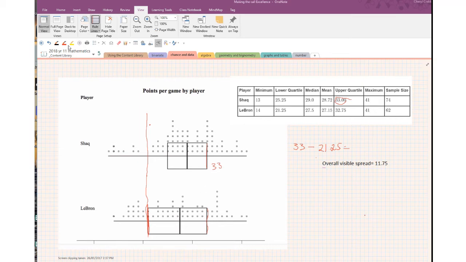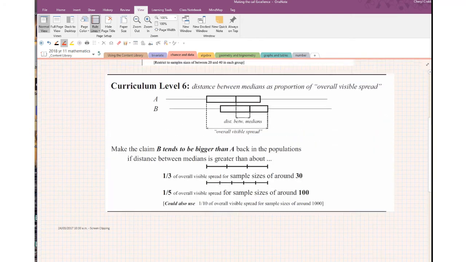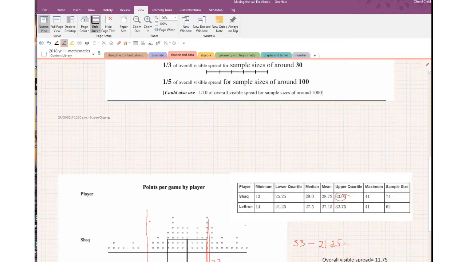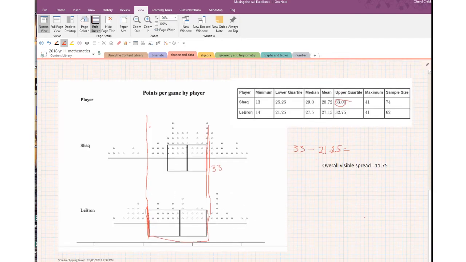And it's basically, you look at the boxes and you look at the distance from there basically to here, and that's the overall visible spread. Okay? And then once we do that, we need to look at the distance between the two medians. So there's not a lot of distance between those two medians. There and there. So let's take a look at what those medians are. So LeBron's, no, Shaq's looks a little bit higher. That's 29.